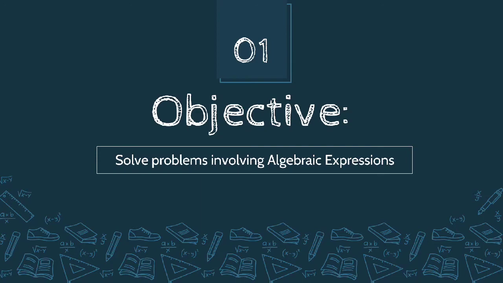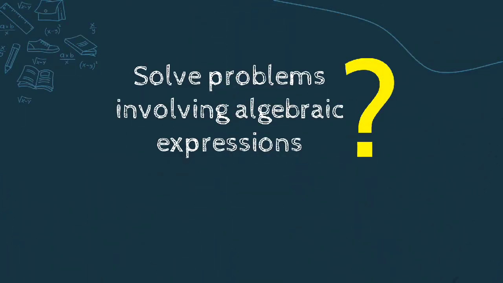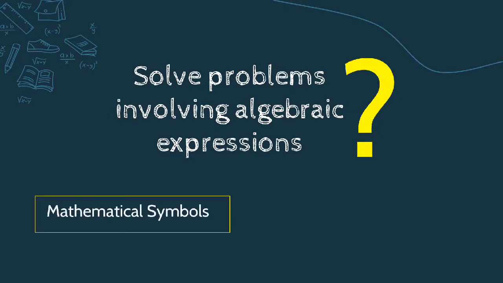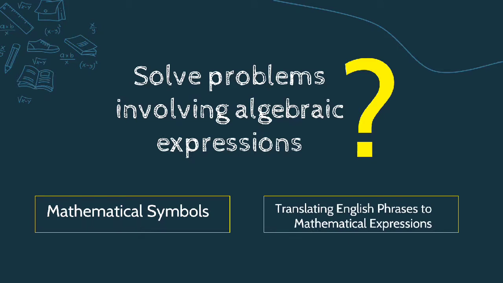Word problems are important in learning mathematics. This helps develop one's reasoning and thinking power, which are very essential in our daily living. So in order for us to solve problems involving algebraic expressions, a thorough knowledge of mathematical symbols, as well as translating English phrases to mathematical expressions, is necessary. This will help us form equations that will help us solve word problems accurately.